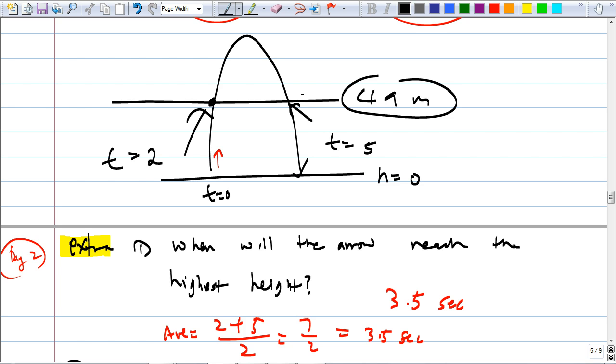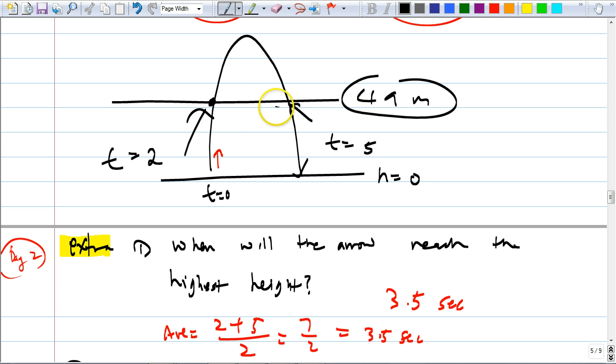So 5 minus 2 wouldn't work because look, think about it. After 2 seconds, it goes up. And how long is the arrow traveling from 2 seconds to 5 seconds? That's 3 seconds, isn't it? To go from here to here. What's half of that, right up at the top? That's 1.5 seconds, right? So what's 2 plus 1.5? 3.5.